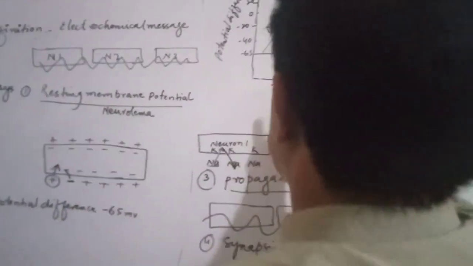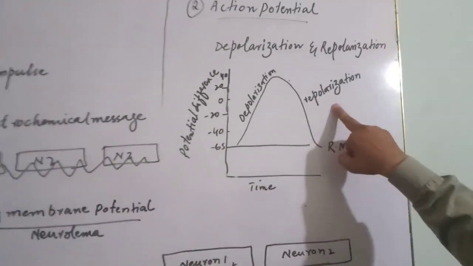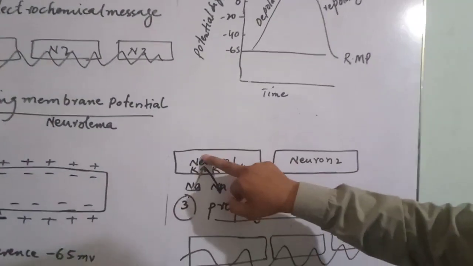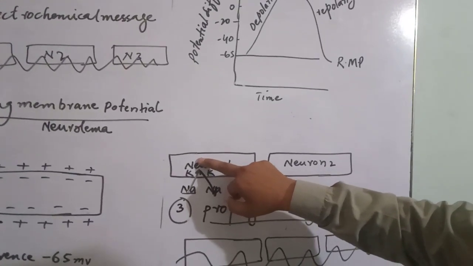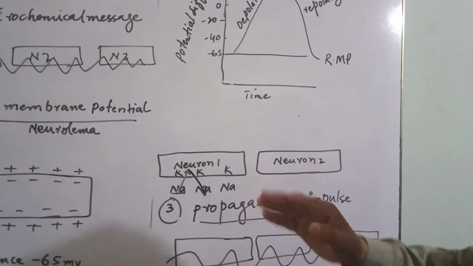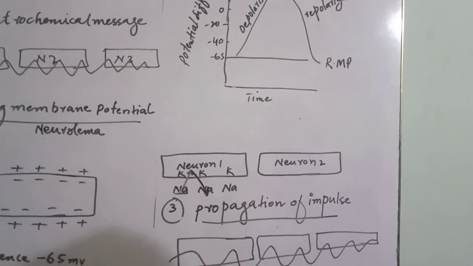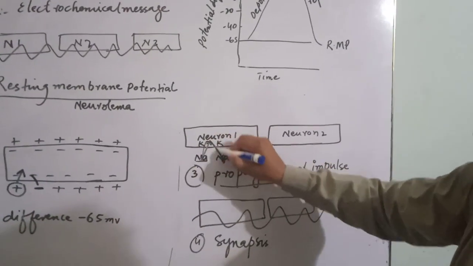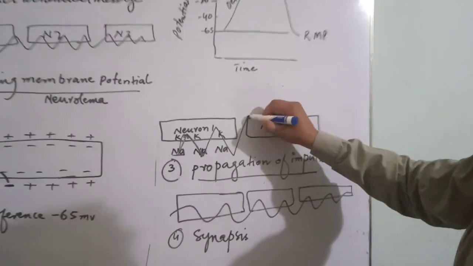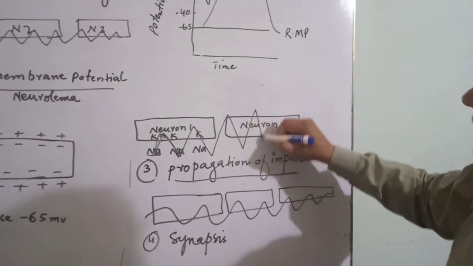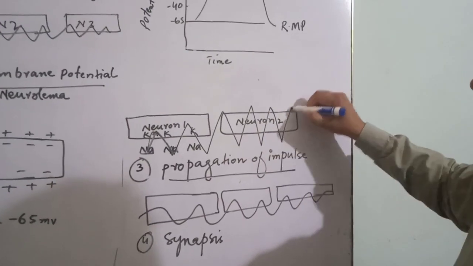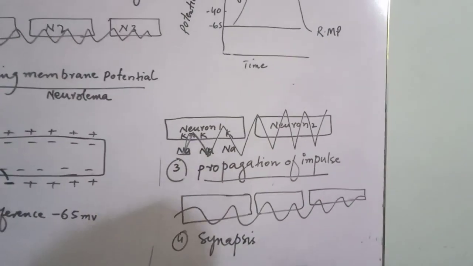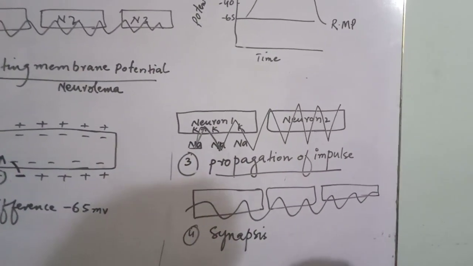I have represented here depolarization and repolarization. Depolarization means when sodium enters, the polarity of the neurolemma changes. When the polarity of the neurolemma changes, then the impulse flows from one neuron to another neuron. This flow of the charges, this flow of the electrochemical message, is called nerve impulse.